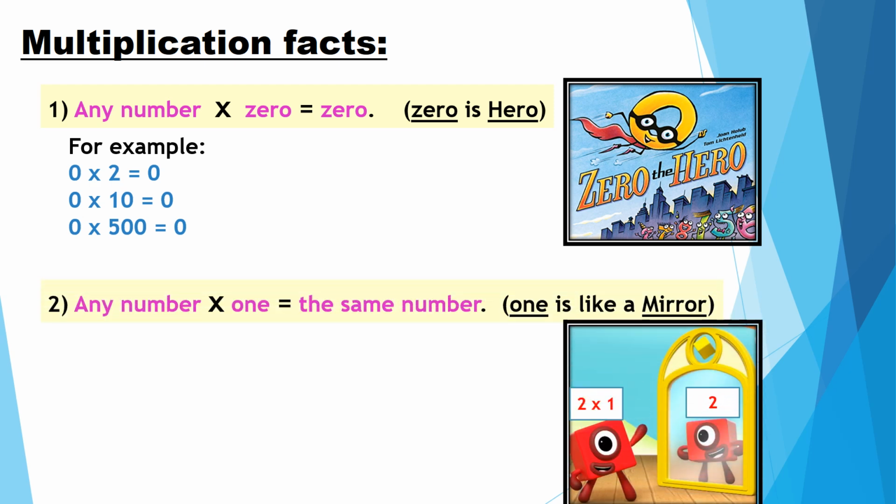The second fact: any number times 1 will be the same number, because 1 is like a mirror. Here in our photo we have 2 times 1. This one is like a mirror, so it reflects 2. As we see in our examples, 2 times 1 equals 2. 9 times 1 equals 9. 100 times 1 equals 100. 1000 times 1 equals 1000. So any number times 1 will be itself.